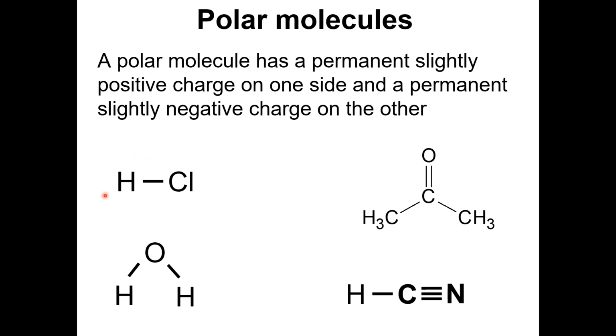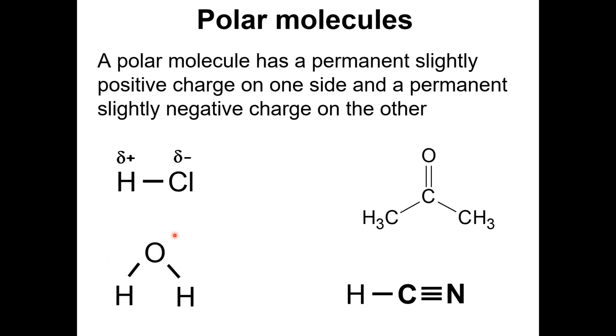The first example we're going to use is this hydrogen chloride molecule. The electronegativity value for hydrogen is 2.2. The electronegativity value for chlorine is 3.0. Therefore, this chlorine atom will have a greater attraction for the bonded electrons in this polar covalent bond. So we're going to get a negative charge at the chlorine side and a positive charge at the hydrogen side. So we have a permanent dipole.